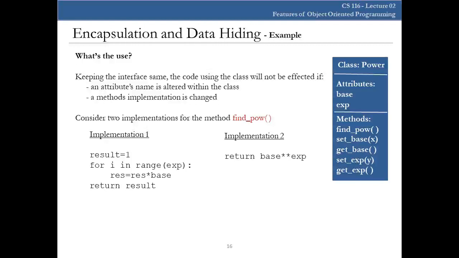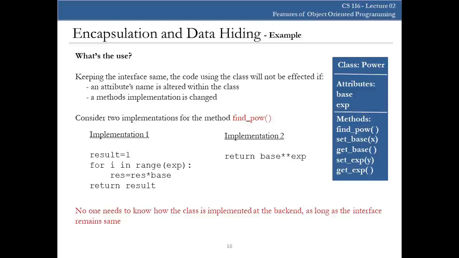So if I change the implementation of this function, find power, then also your code will keep working fine, because this is some inner implementation of my class. Whatever I do inside the class with attributes and with implementations that are not visible to the outside, that won't affect your code, right? So your code is still working fine, although I have changed the name of an attribute and I have changed the implementation of a method. So this is the power of data hiding.